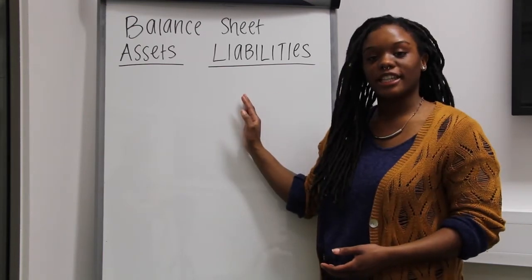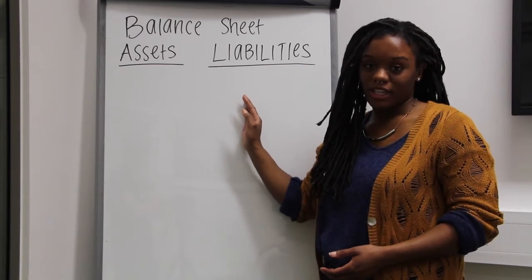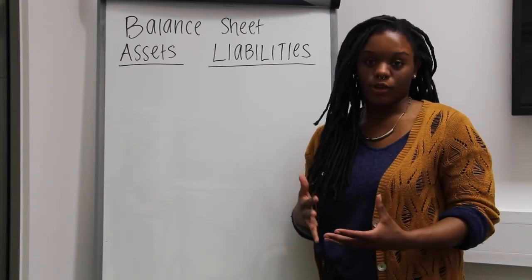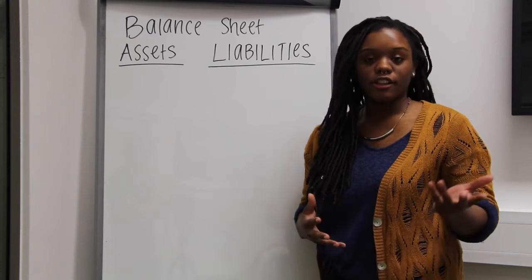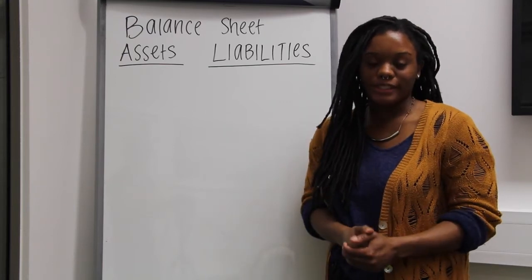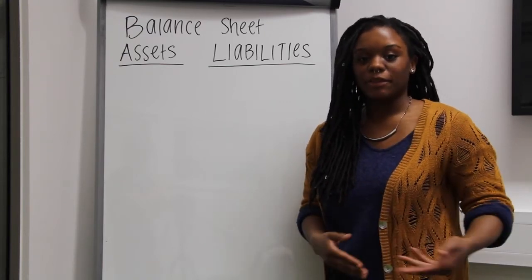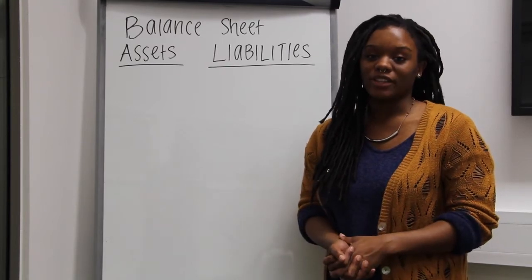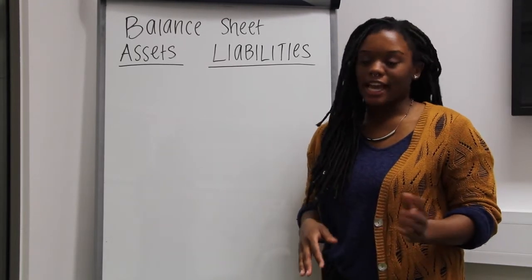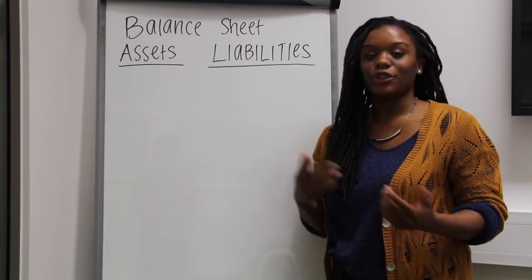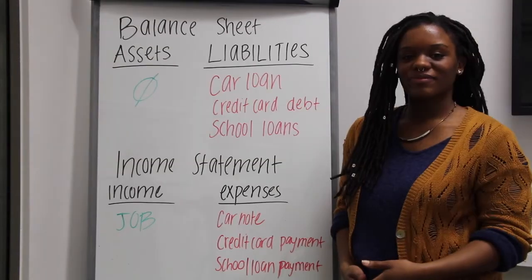Liabilities, on the other hand, are things that take money out of your pocket. So things like a car loan or a bank loan, mortgage loan, school loans, anything like that that's taking money out of your pocket would be a liability. So give me a couple of minutes and I'll show you what my balance sheet looks like, and then you can do yours at home as well.